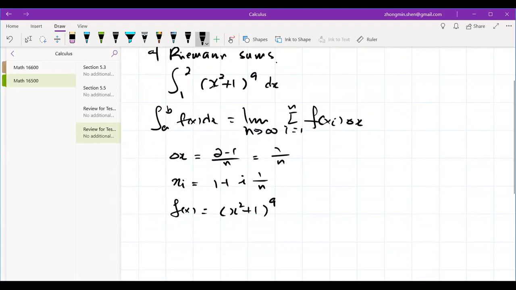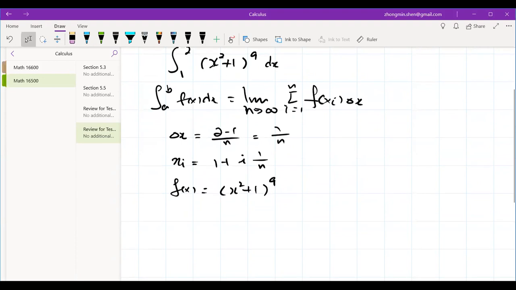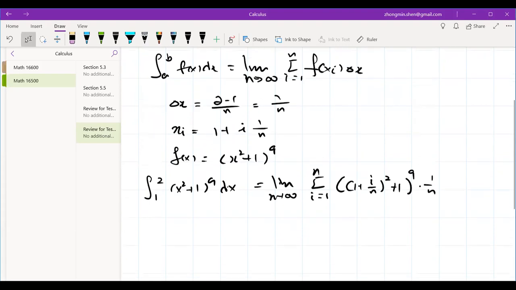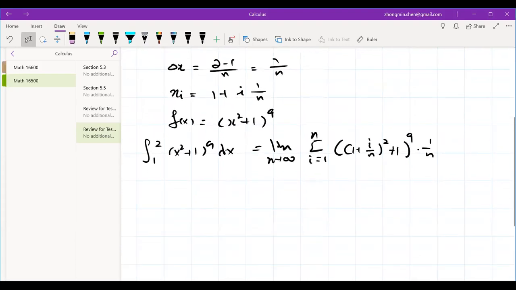All right. So now, just write down the corresponding limit. It is going to be the limit as n approaches infinity of the sum, and this will be xi squared. Xi is going to be 1 plus i over n, squared, plus 1, then to the 9th power, and delta x is 1 over n. That's it. So you don't need to simplify it. I need to see the details, like this.